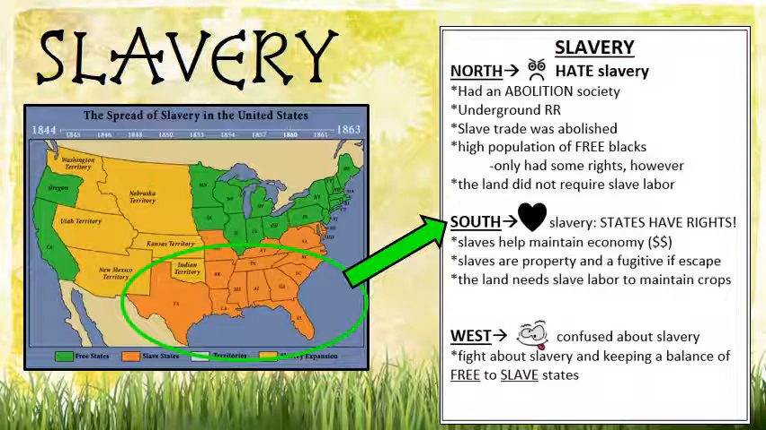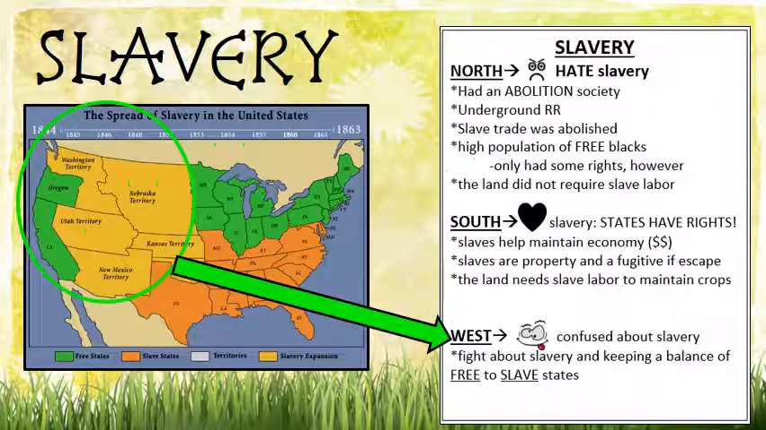The next bullet says that because slaves are property, if they try to escape, they're considered a fugitive. And then there's more issues. And again, the land in the South needs the slave labor to maintain the crops. And last but not least, we have the West. The West is a little confused. They're confused about slavery. They fight about slavery and about keeping a balance of free states to slave states.